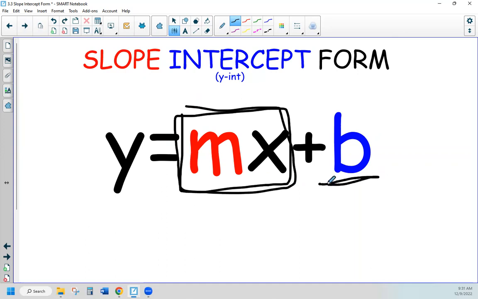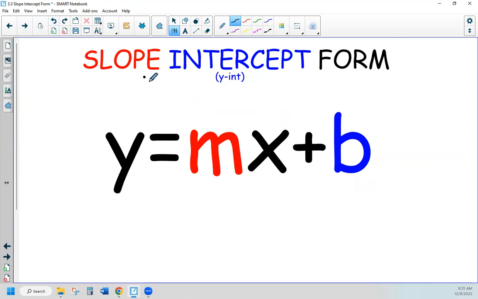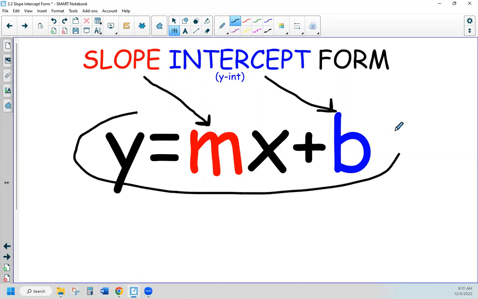And lastly, if there is a number that is by itself, it'll go last. Now, the reason why this is called slope-intercept form is because when we put it in this format, y equals mx plus b, this number right here is going to be our slope, and this number right here is going to be our y-intercept, okay? So it's going to be super easy to graph it or understand what the graph looks like if we make the equation look like this.